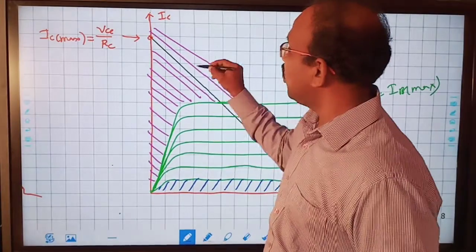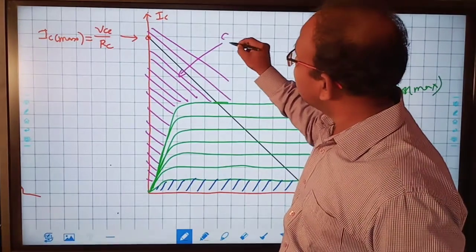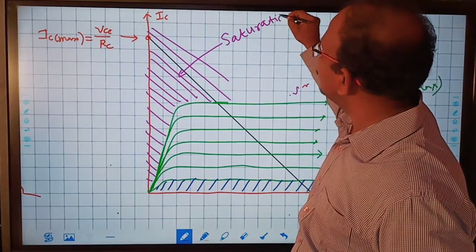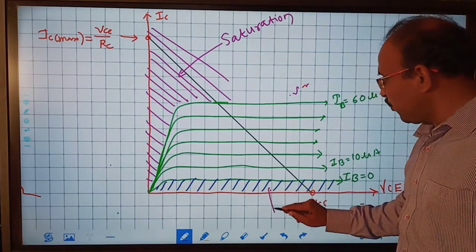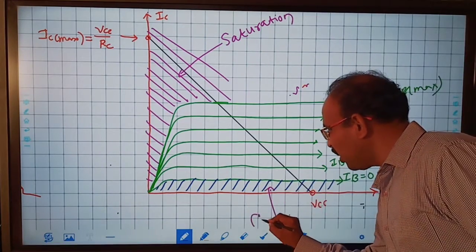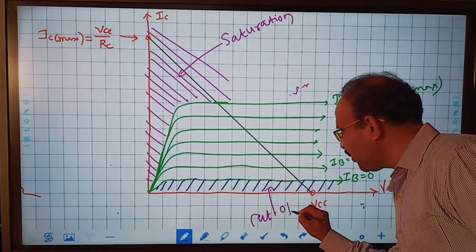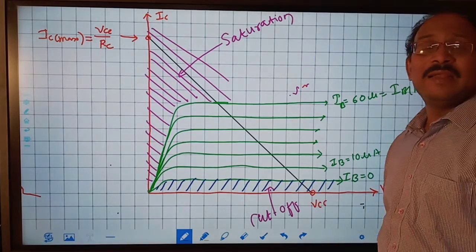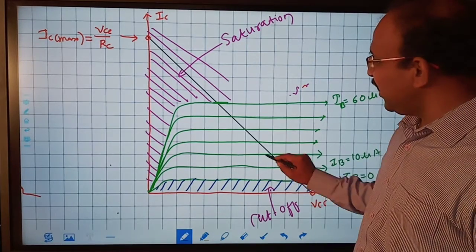This is what? Saturation region. This is saturation. We don't have to apply the transistor in the saturation region, and we don't have to apply the transistor in the cutoff region. Okay. So we have to apply the transistor in the active region. The green area is the active region.